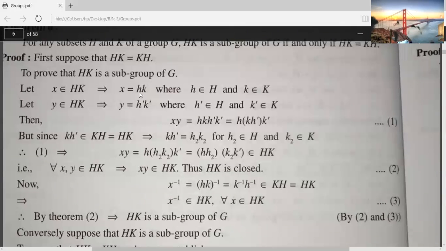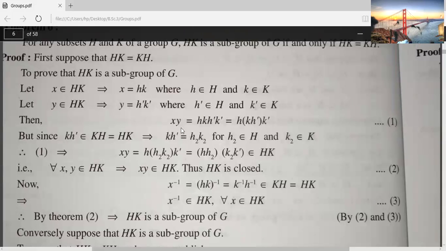You see H is an element of H. The capital letter H is a subset, and the small letter h is an element, that is, capital H contains the small letter h. H is an element and this H is the subset, and K is an element, K is a subset. Similarly, X is equal to HK you are adding here, Y belongs to HK means Y is equal to, you are taking H dash and K dash. Of course, H dash belongs to H, K dash belongs to K.